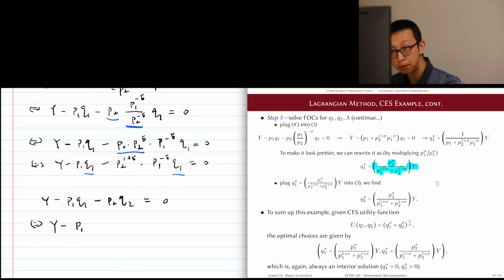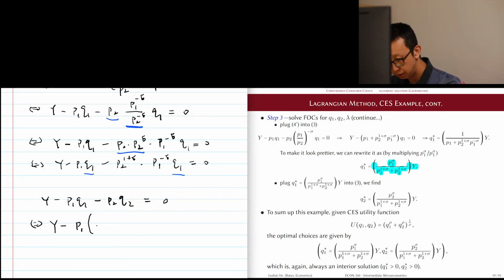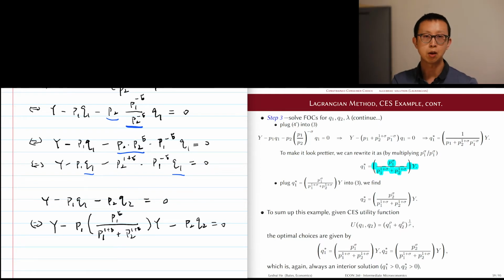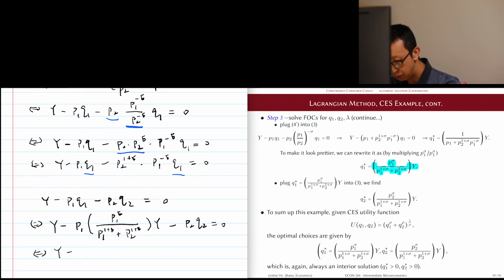So we're going to multiply P1 to this expression of P1 raised to the power of sigma over P1 to the power of 1 plus sigma plus P2 to the power of 1 plus sigma times y minus P2 Q2 equal to 0. And now we can multiply P1 into the parentheses. What's going to happen is that the expression becomes 1 minus, the bottom does not change, we're still P1 to the power of 1 plus sigma plus P2 to the power of 1 plus sigma.